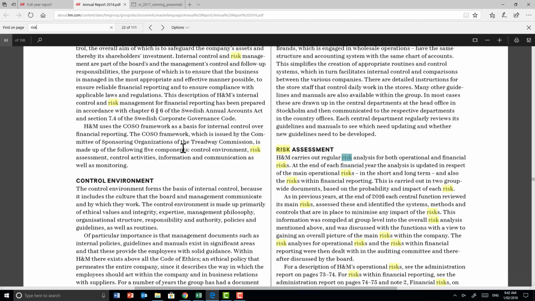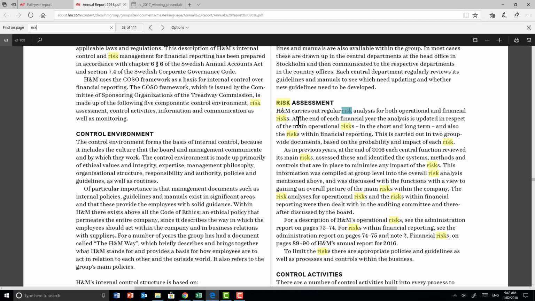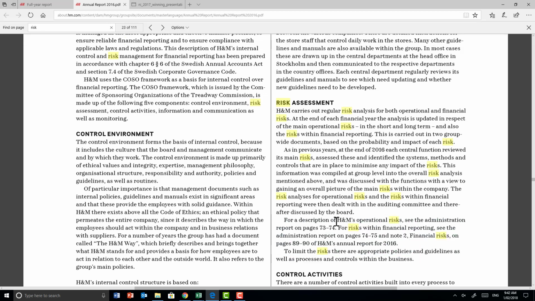Now, the part that I'm actually interested in, because here I can definitely start to see specifically down here, they start to talk about page numbers. For a description of H&M's operational risks, see the administration report of pages 73 to 74. And for risks within financial reporting, see administration report 74 to 75. And then note 2 financial risks on pages 89 to 90.